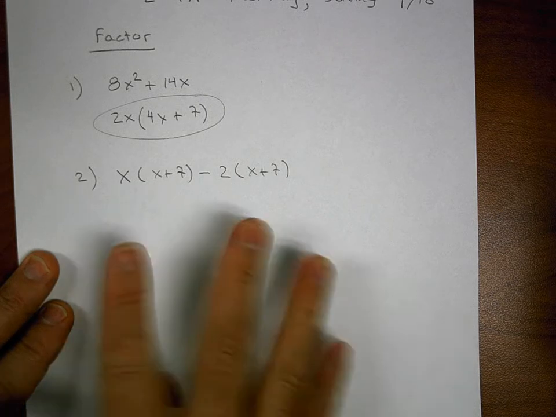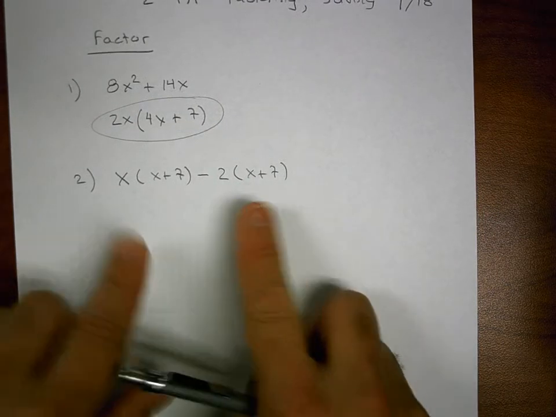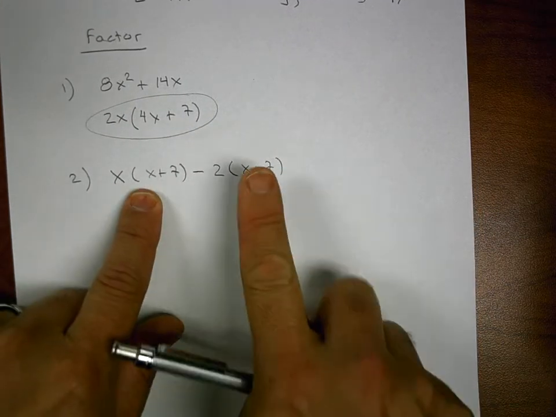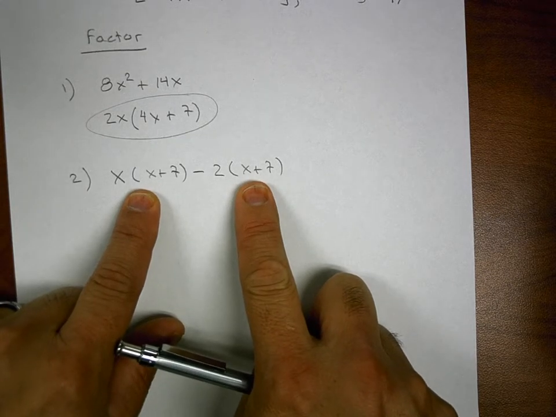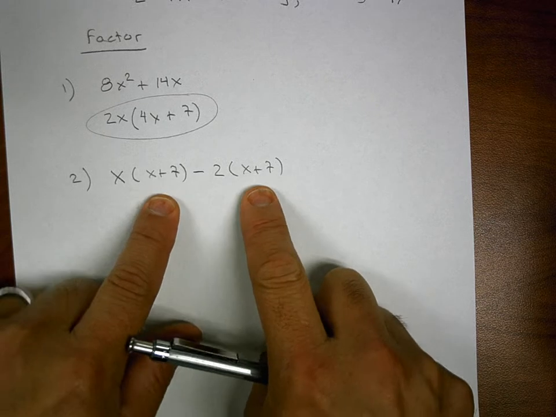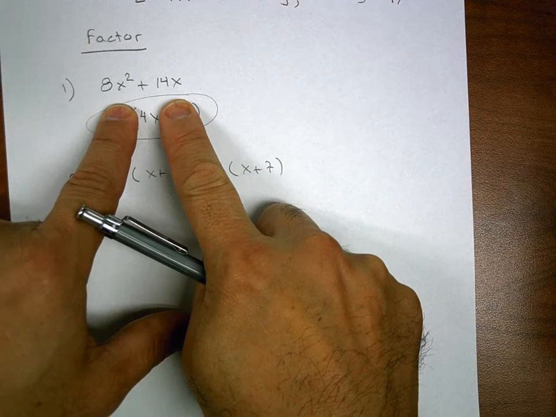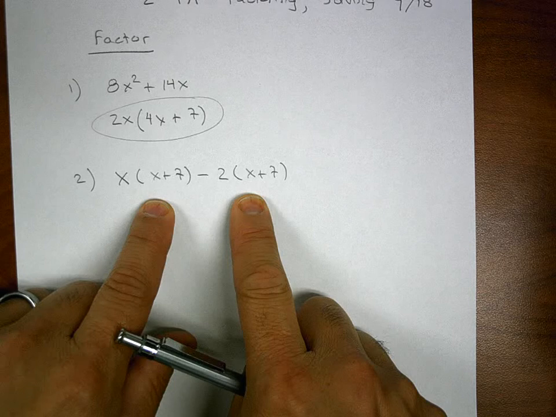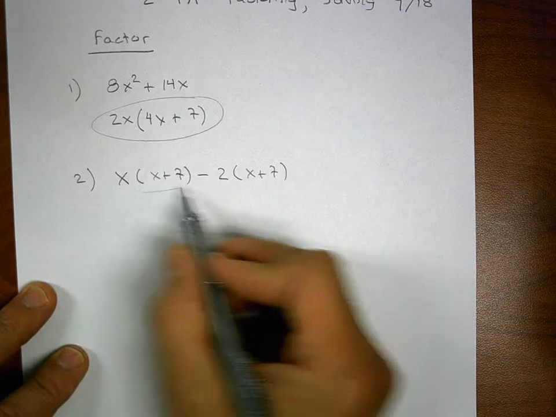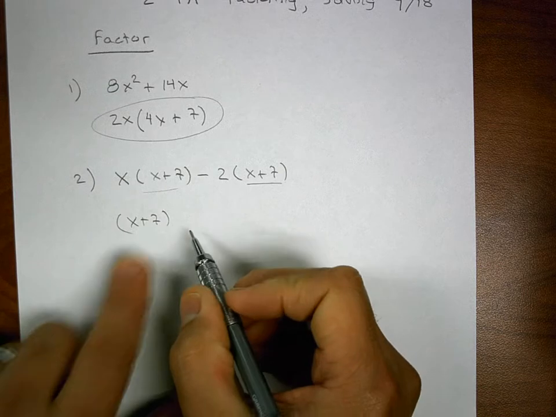How many terms do we see here? Big overall terms: 2, separated by a plus or minus. We have this term and this term. Do we see something that's common between these two terms? We see an x plus 7. This problem is almost like this problem right here. We can take out a GCF. So let's factor out x plus 7. x plus 7 is common to both, right? So take out an x plus 7. Put in parentheses there.